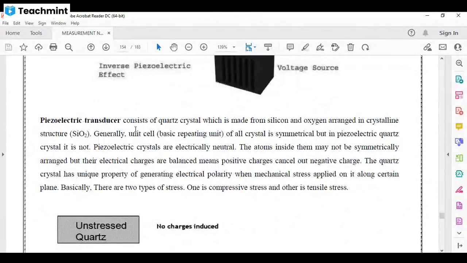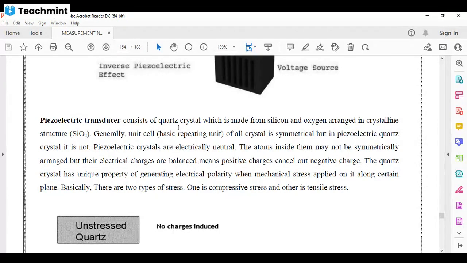So piezoelectric transducer consists of a quartz crystal, which is made from silicon and oxygen arranged in a crystalline structure. Silicon oxygen in a crystalline structure, which is SiO2, and generally the unit cell, the basic repeating unit of the crystal, is symmetrical, but the piezoelectric quartz crystal is not.